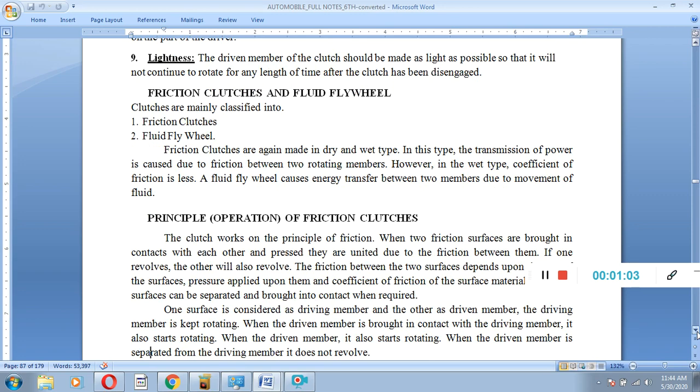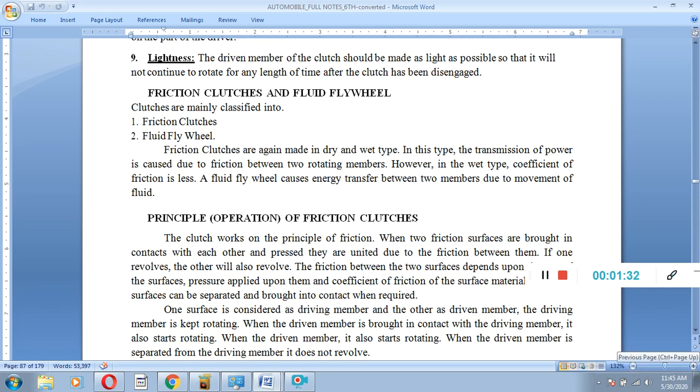Friction clutches are again made in dry and wet types. We have two types here again, those are dry and wet type. In this type, the transmission of power is caused due to the friction between two rotating members. However, in the wet type, the coefficient of friction is less. A fluid flywheel causes energy transfer between two members due to the movement of fluid.